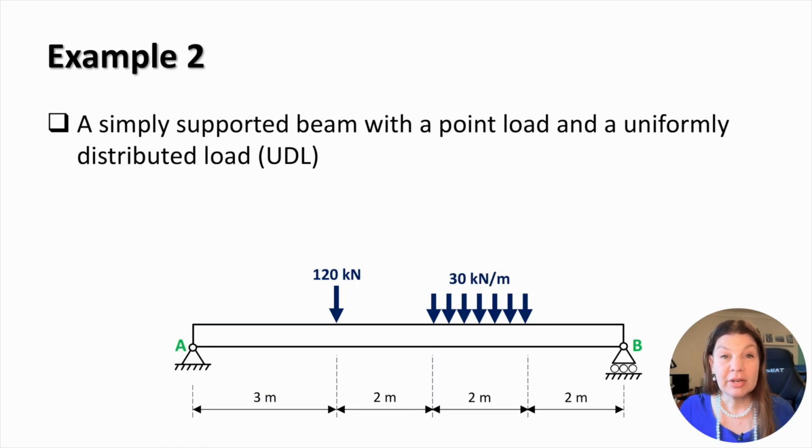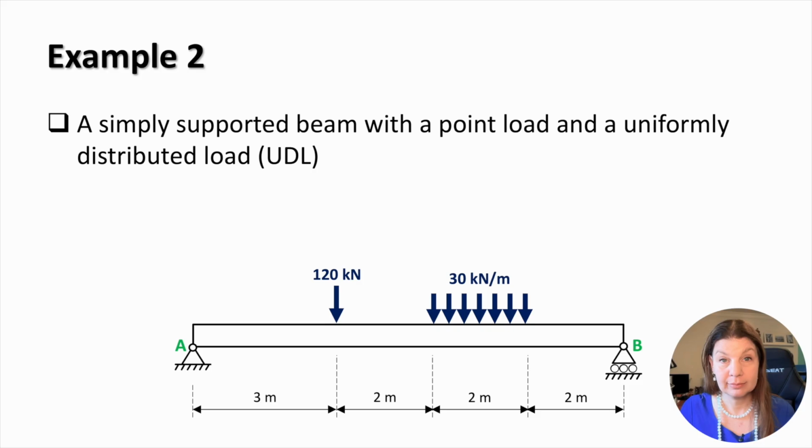We'll move on to another example, which introduces a slightly different loading case. The beam is again simply supported, but it now carries two different types of loading. First, we have a concentrated point load of 120 kilonewtons, and then there is a uniformly distributed load of 30 kilonewtons per meter, which acts over part of the beam. The presence of a distributed load will change the way the shear force and bending moment diagrams behave, which we will see shortly.